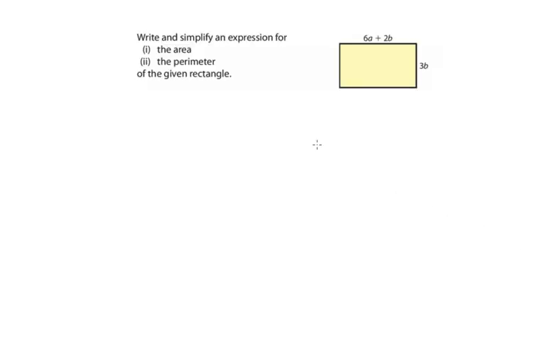And finally, here they want you to figure out what the area is and what the perimeter is of this rectangle. Now just remember, area is length by width, and then the perimeter is length plus width plus length plus width. You should remember that from school.